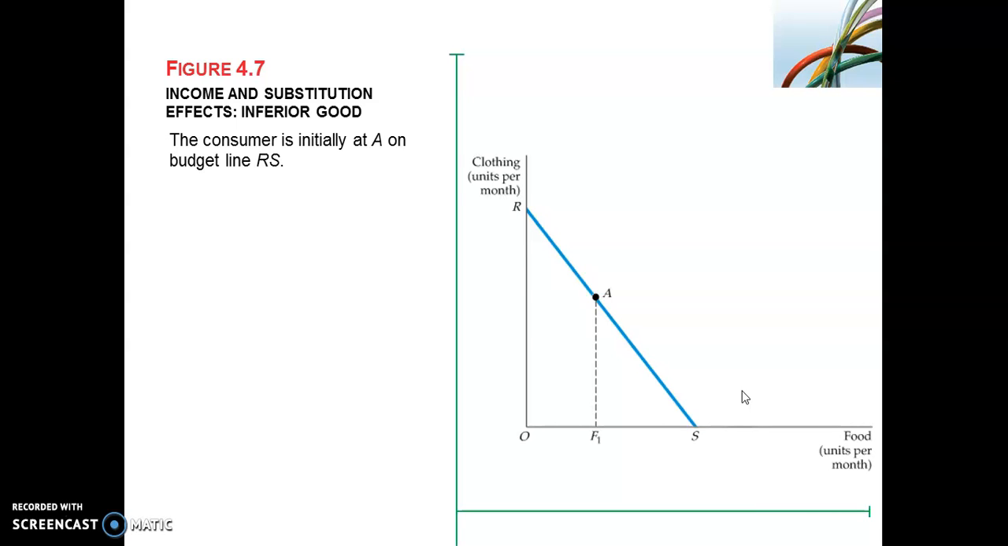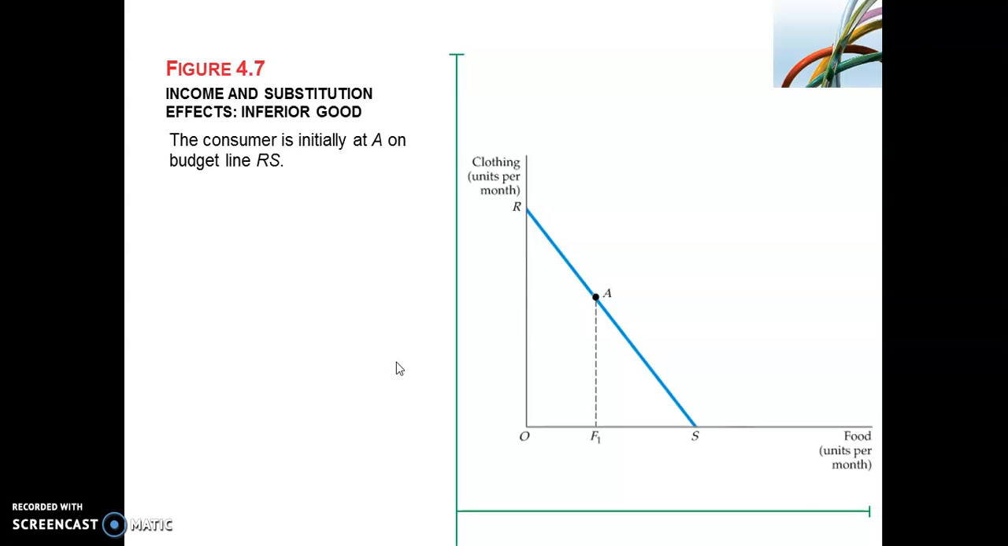Now, it is important to take note that the substitution effect is always the same. So, if the price falls, there will be an increase in consumption. But the income effect can be positive or negative, so move in any direction. It depends on the nature of the good. Remember that for an inferior good, if income increases, consumption of that good falls. So an inferior good has a negative income effect, as we will see now in figure 4.7.